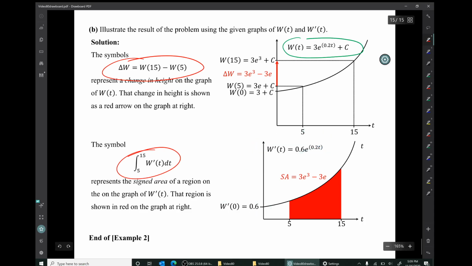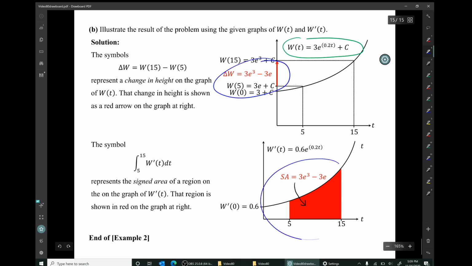And this definite integral represents the value of the signed area of the region between the graph of that growth rate function and the t-axis from 5 to 15. So this area that's been shaded red. So the number that's the change in height on this graph is the same as the number that's this area on this graph. That's the end of that example, and that's the end of this video.